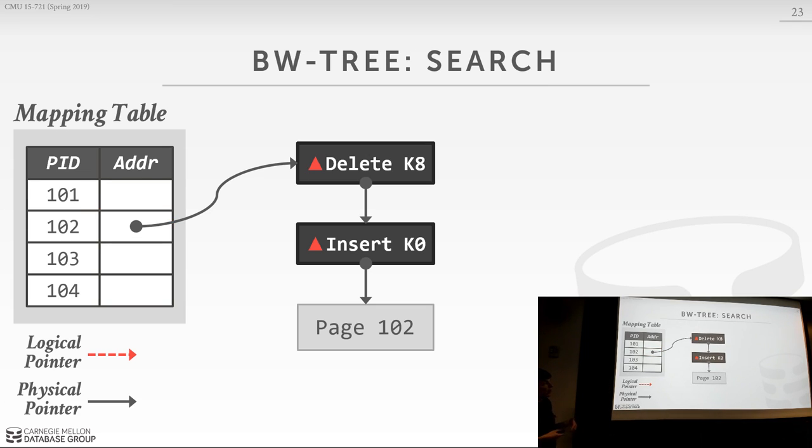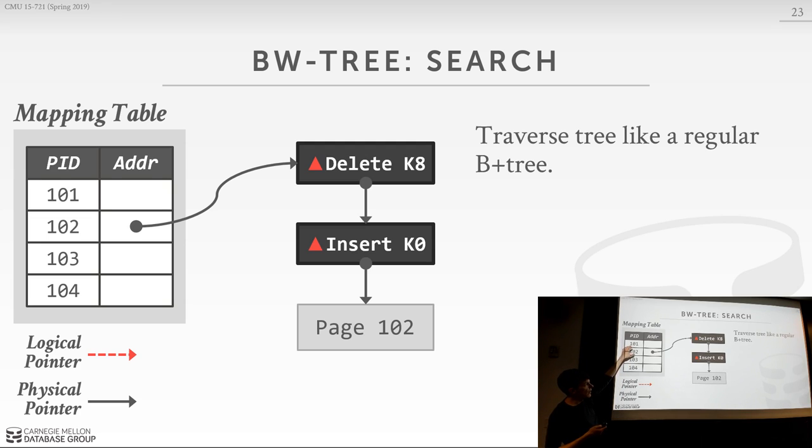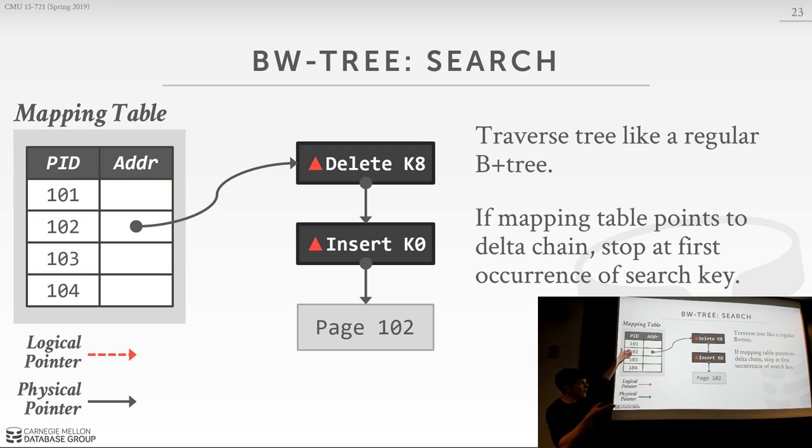To do searches, as I said, I first do traversal like a regular B+ tree, but when I do my lookup, if I land in a delta chain, I have to look at those delta records and see whether they correspond to the key I'm looking for. So in this case, say I was looking for key 0. I land in the mapping table and get to the head of the delta chain. My first delta record says delete K8, that's not the one I'm looking for, so I skip that. I go down here, it says insert K0, that's the one I want, so I know I'm done and I can return, just as if I had scanned the bottom.